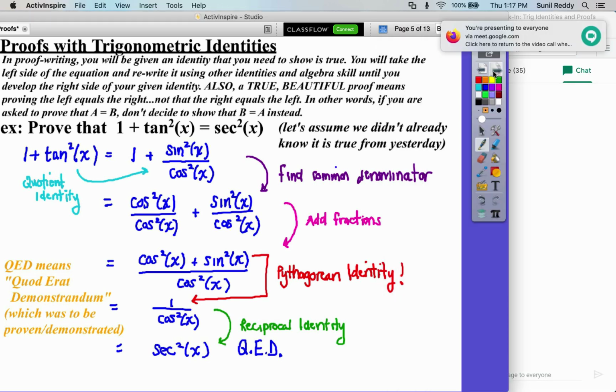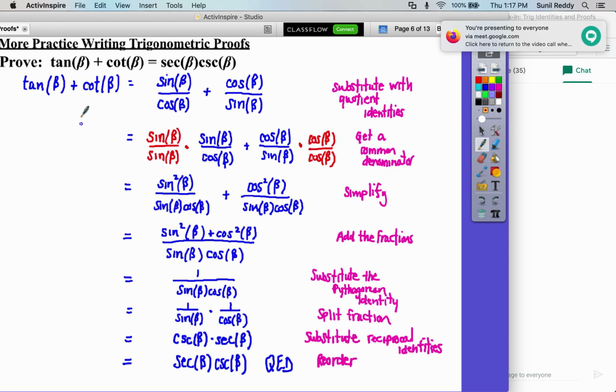Okay. So next example was proving that tangent of beta plus cotangent of beta equals secant of beta times the cosecant of beta. So again, you start with the left-hand side only, and then I need to start writing equivalent expressions that I know are true as many times as I need until I get the thing on the right-hand side that I was given.